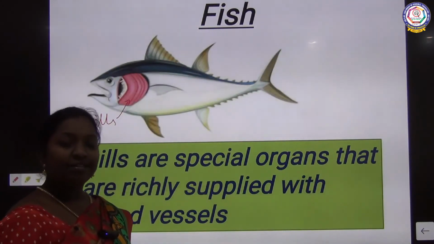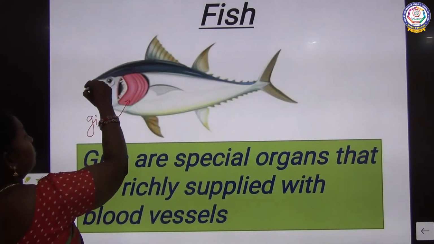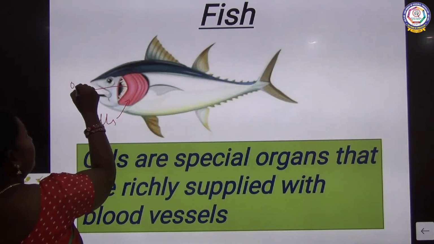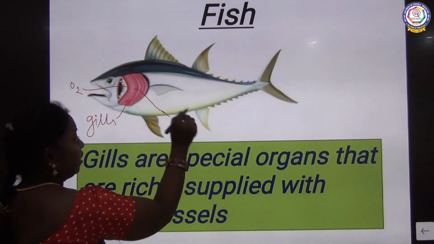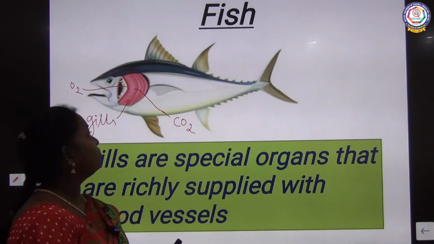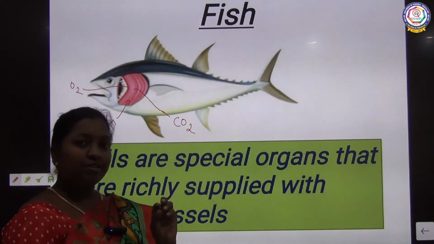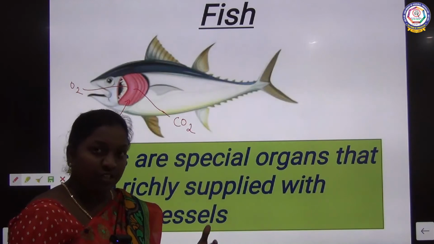Here the gills are present. With this, oxygen goes inside, and carbon dioxide comes out of the fish. This is the way the exchange of gases takes place with the gills. Gills are richly supplying the oxygen to the fish.